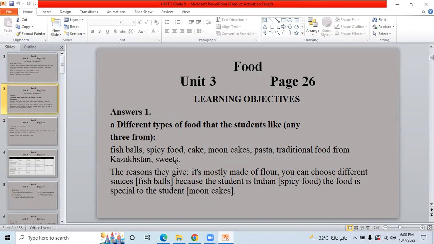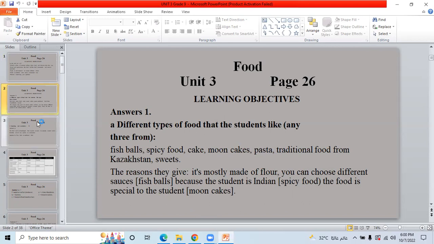All right, just take a look here. The foods that they have mentioned: fish balls, spicy food, cake, moon cakes, pasta, traditional food from Kazakhstan, and sweets. And the reasons they give: it's mostly made of flour, and you can choose different sauces; like fish balls, because the student is Indian, so you like spicy food. The food is special to the students, like moon cakes, right? Fish balls, spicy food, and moon cakes.